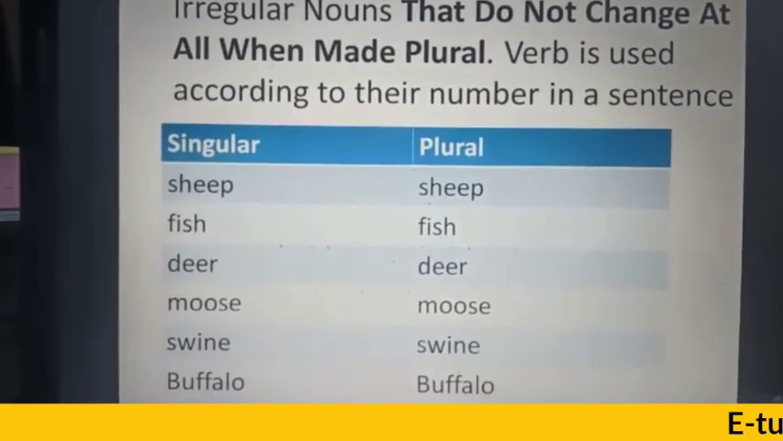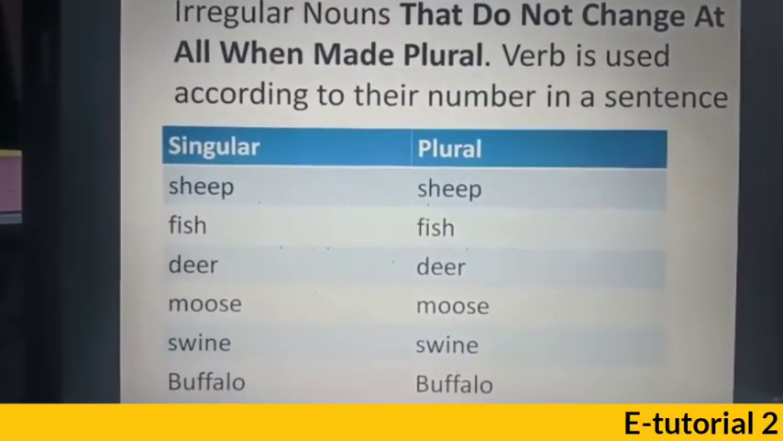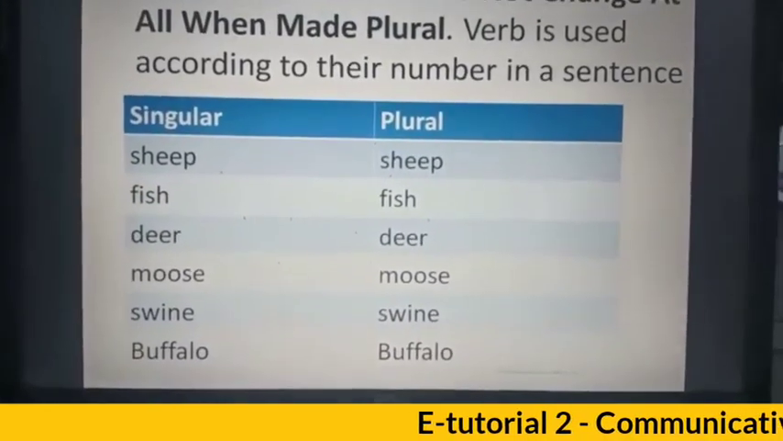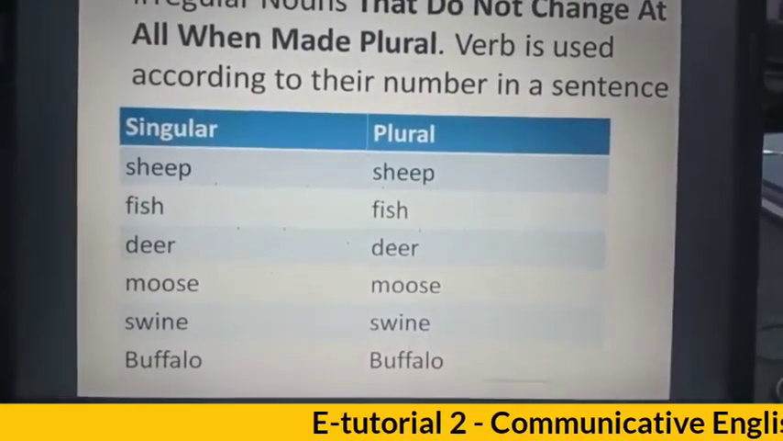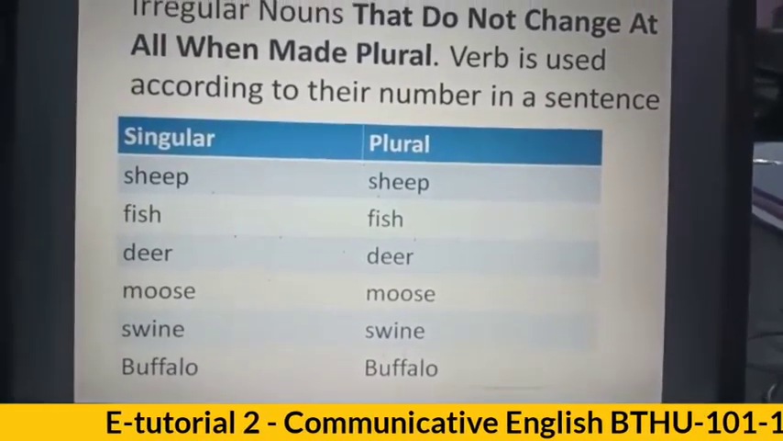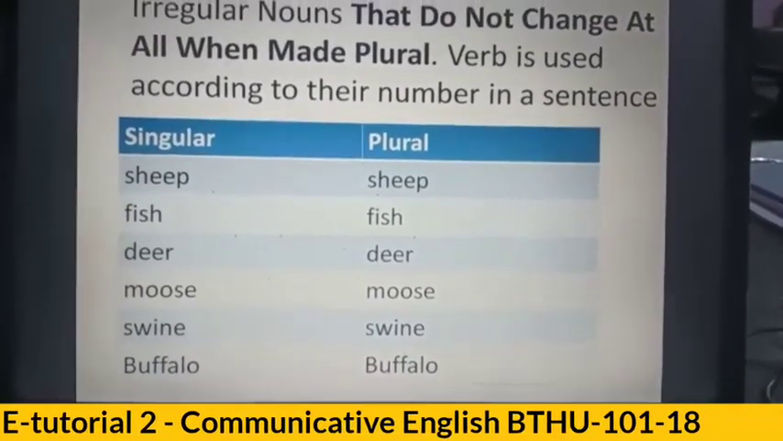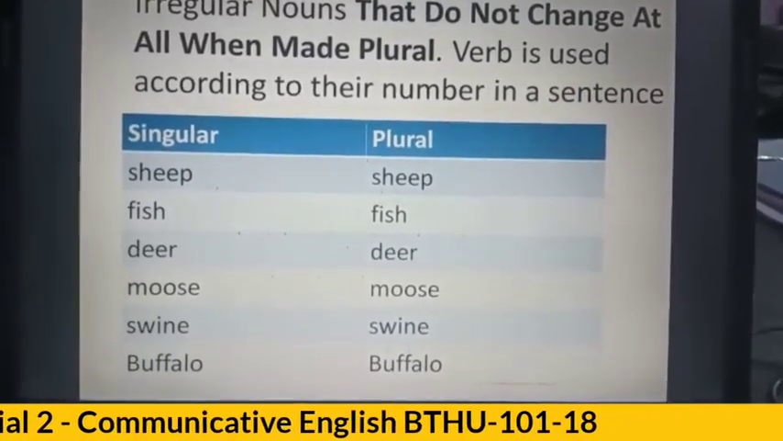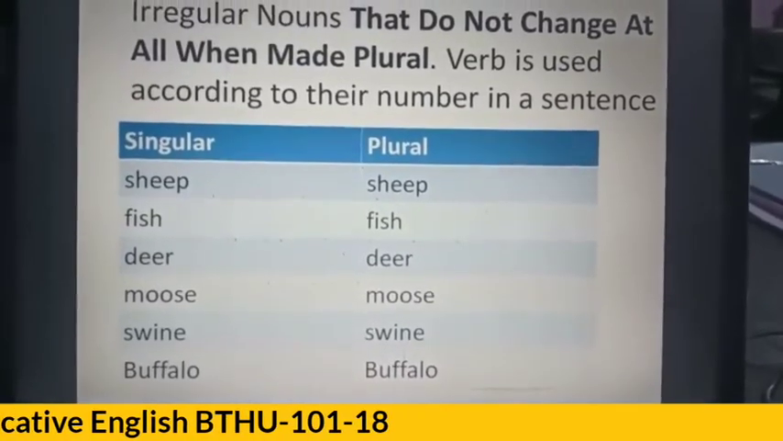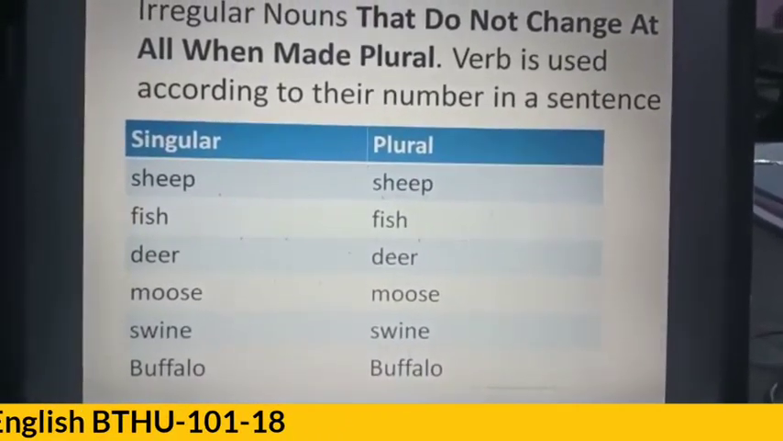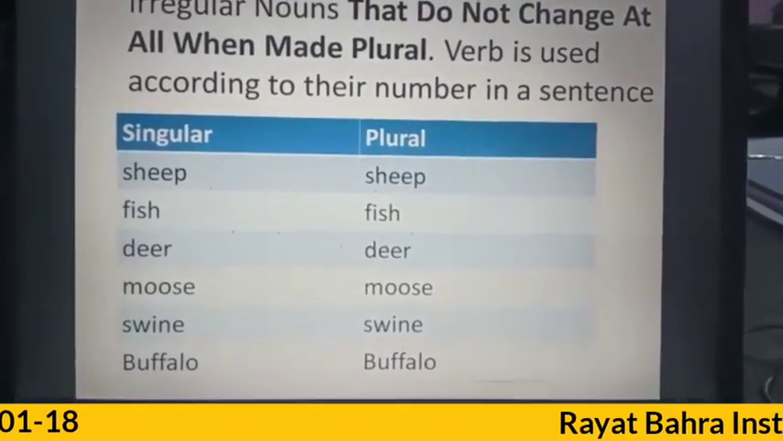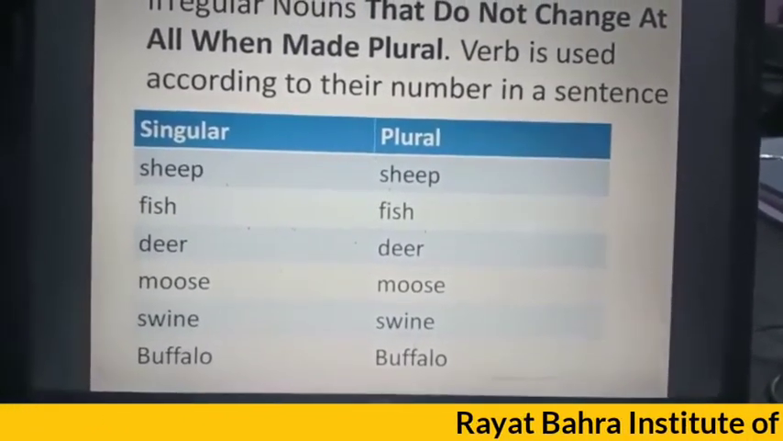There is a list of irregular nouns that do not change even when they are made plural, and the verb is used according to their number in a sentence. For example, a sheep is grazing in the field, and in plural form we will say 5 sheep were grazing in the field. It would be wrong to say 5 sheep was. 5 means more than one sheep, so we have used a plural verb with it. 5 sheep were grazing in the field. The same condition applies with the rest of the words.